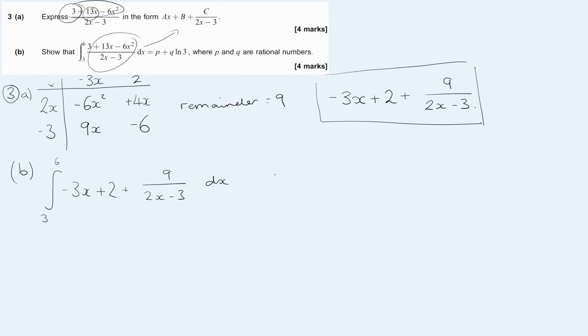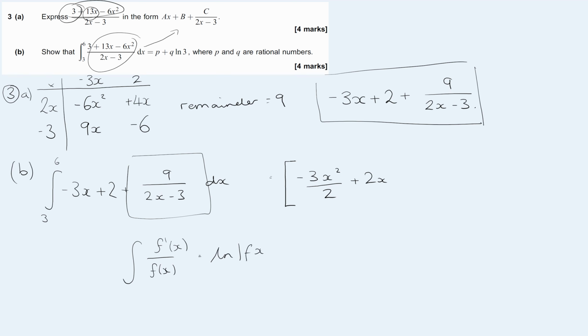So the first two you should remember from last year, core 1, core 2. So add 1 to the power, divide by the new power. So it's minus 3x squared over 2 plus 2x. Now this final term is an example of where we're integrating f dashed of x over f of x, the numerator being the derivative of the denominator. And you should recall that the rule states that we end up with the logarithm of the denominator.